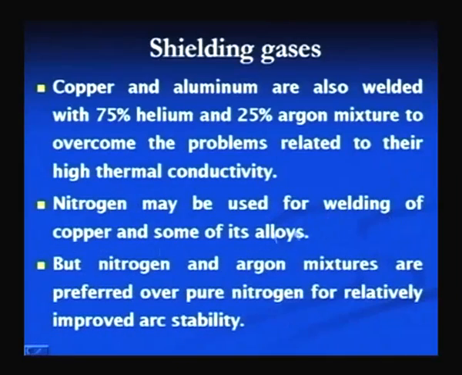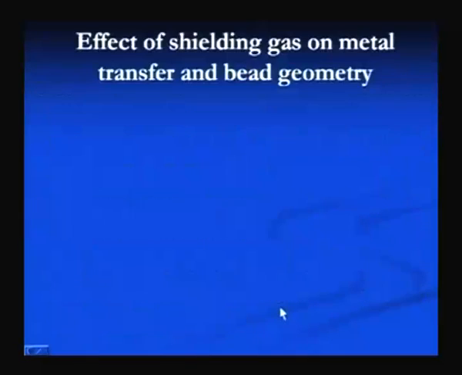Nitrogen may be used for the welding of copper and some of its alloys, but nitrogen and argon mixtures are preferred over pure nitrogen for relatively improved arc stability. It is better to use a mixture of argon and nitrogen rather than pure nitrogen as a shielding gas for better arc stability reasons.